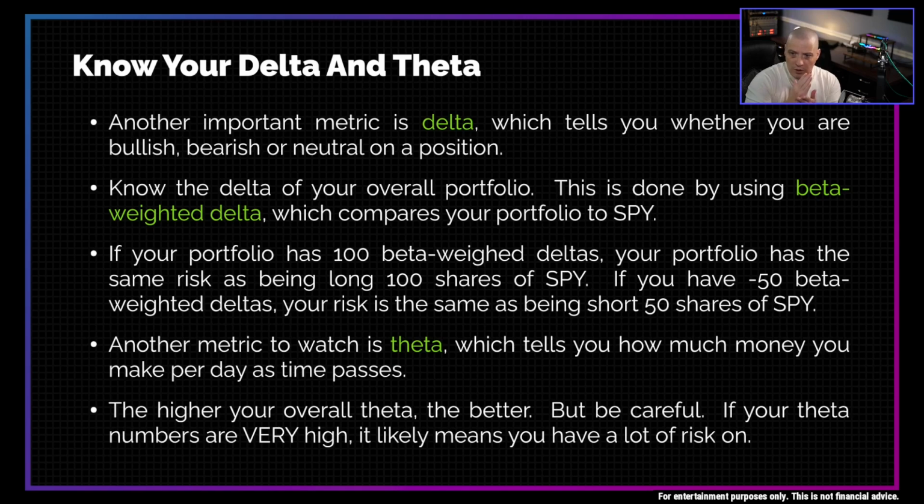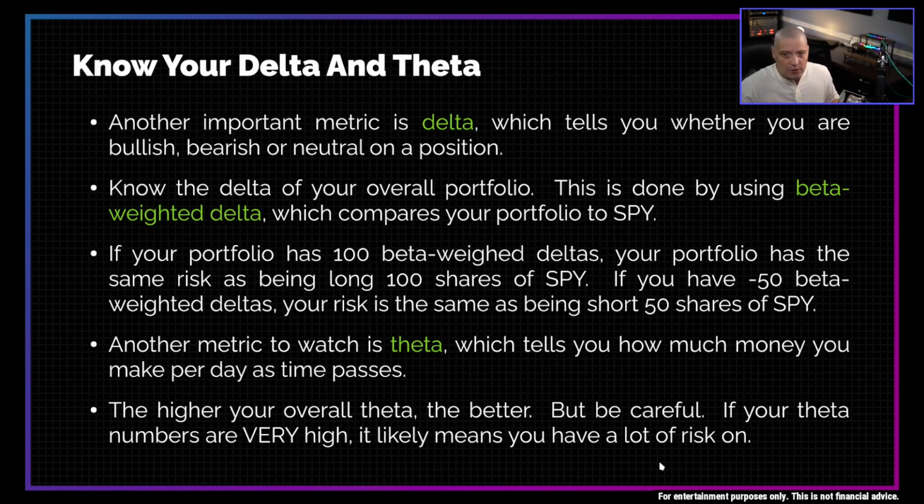So it tells you if you're bullish on the position, and the number will tell you if you're very bullish on the position or just a little bullish, or maybe you're neutral, maybe you're a little bearish, maybe you're way bearish, right? That's what the delta number tells you. But the big thing you need to know is the delta of your overall options portfolio. So you need to know all your positions added up. What is your overall beta weighted delta? That's what we need to know.